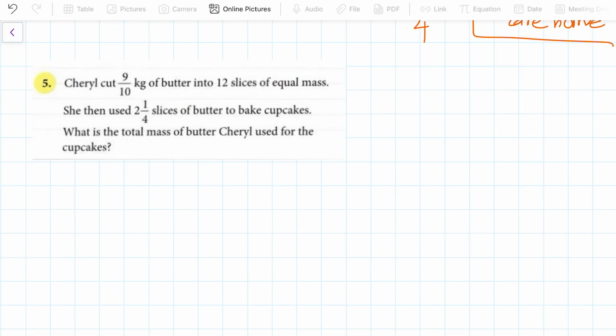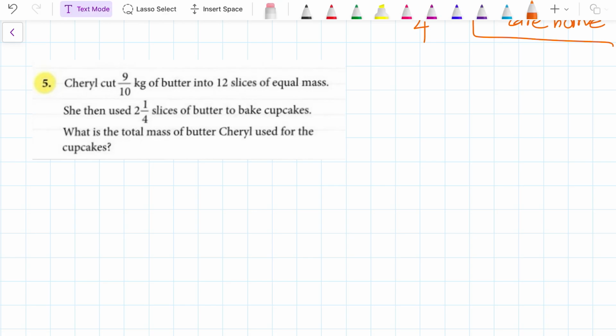Okay, Cheryl cut 9/10 kg of butter into 12 slices of equal mass. She then used 2 whole 1 upon 4 slices of butter to bake cupcakes. What is the total mass of butter Cheryl used for the cupcakes? Alright, 9/10 kg into 12 slices, so divided by 12 to find out the mass of one slice.